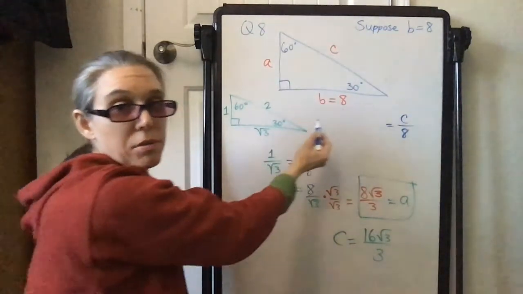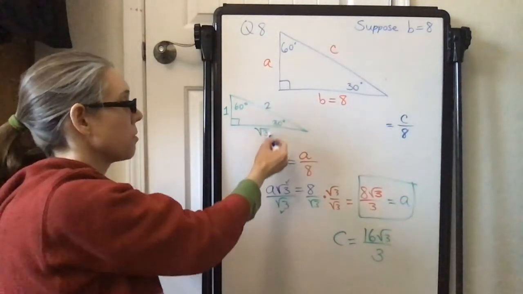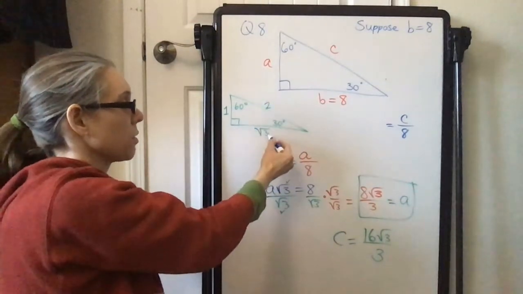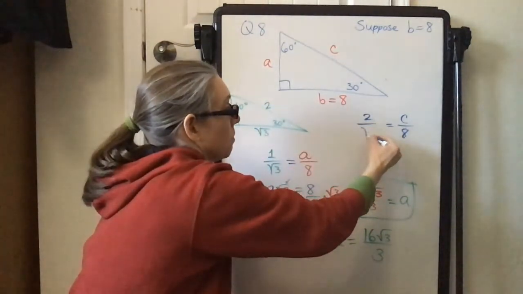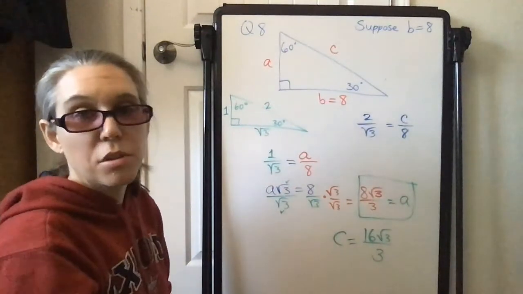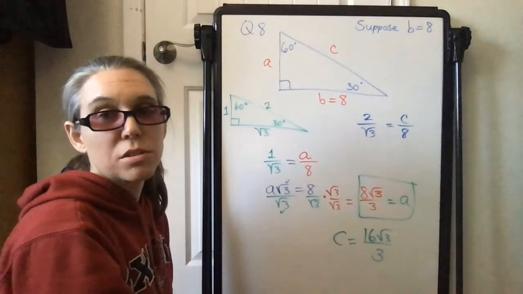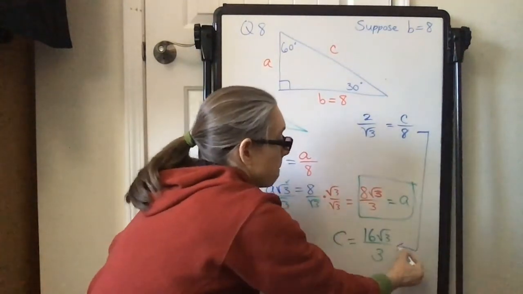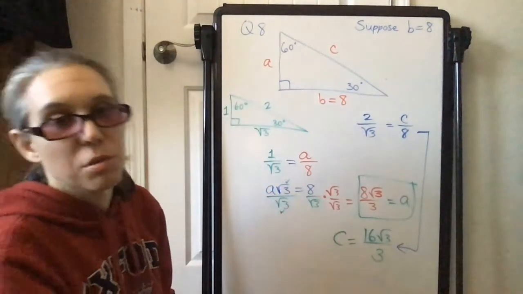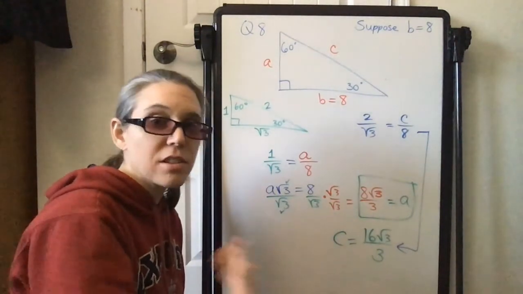So come over to your reference triangle. Papa Bear over Mama Bear is 2 divided by the square root of 3. And then you can cross multiply, and when you cross multiply that proportion, it will result in 16 root 3 over 3. You will have to rationalize the denominator.